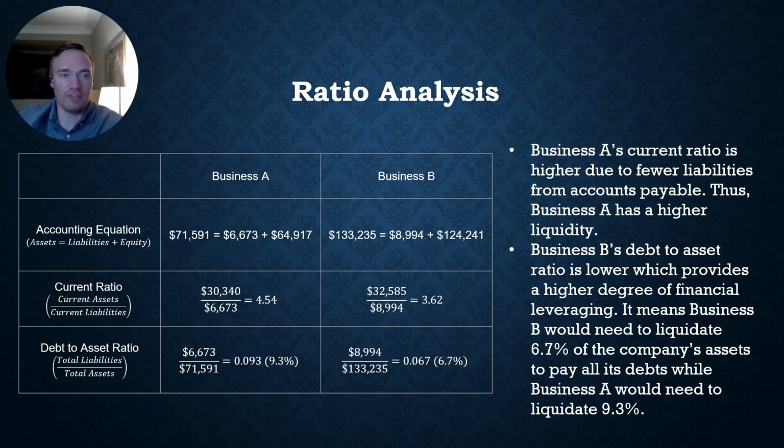Looking at the debt to asset ratio, which are the total liabilities divided by the total assets, and this would include business and equipment costs, you can see that Business B's debt to asset ratio is lower, which provides a higher degree of financial leveraging. It means Business B would need to liquidate 6.7% of the company's assets to pay all its debts, while Business A would need to liquidate 9.3%, which accounts for a slightly higher amount of their assets.